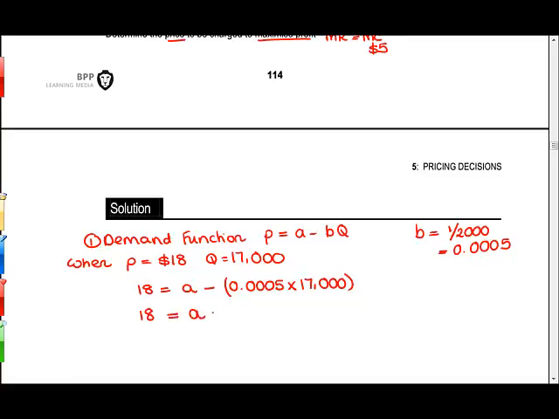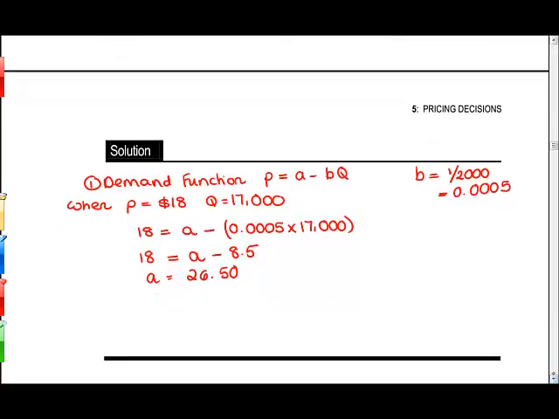18 is equal to A minus 8.5. So to get A on its own, we need to add 8.5 to both sides. So A is equal to 26.50, and that is the theoretical price at which the quantity demanded would be 0. So the demand function is P is equal to 26.50 minus 0.0005 Q. And we'll come back to that in a moment when we've worked out the profit maximising quantity.